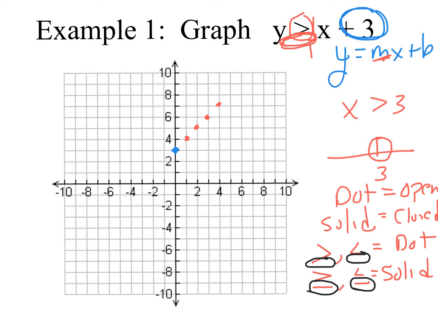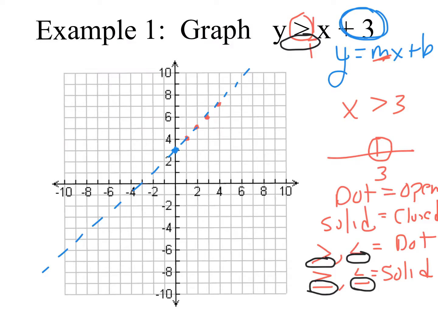So based on what I'm seeing with my inequality up here, because there's no solid line under the inequality, there's no solid line on my graph. So this is going to be a dotted line. I'm going to connect this with a dotted line. Okay, so there's my dotted line.